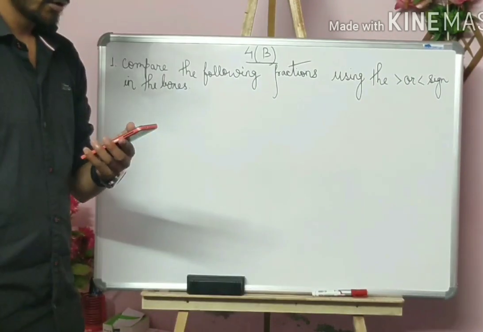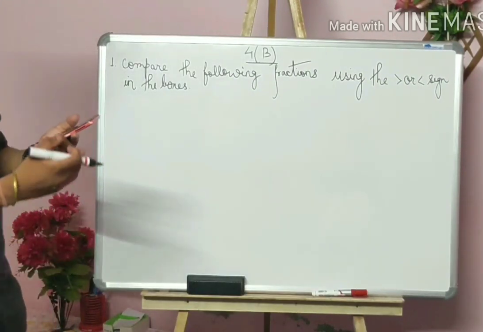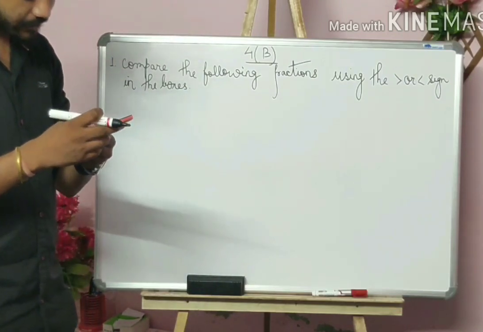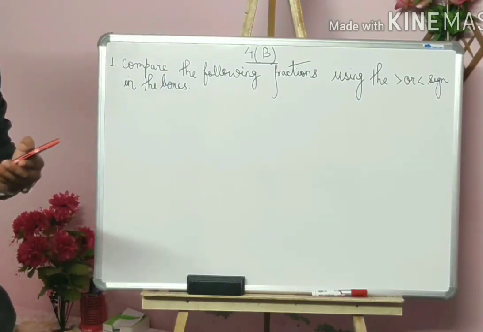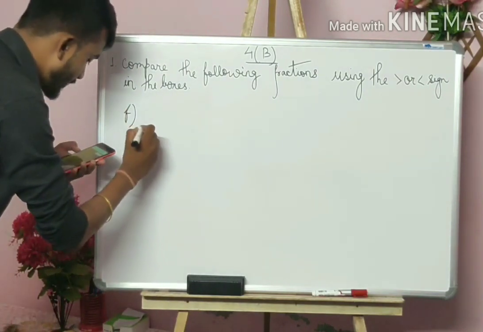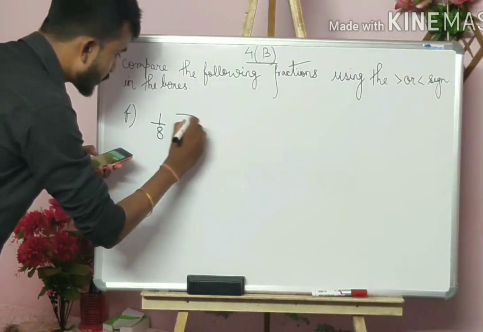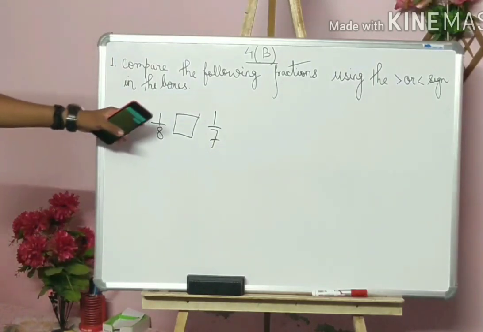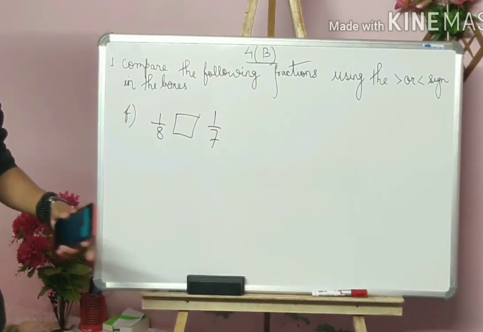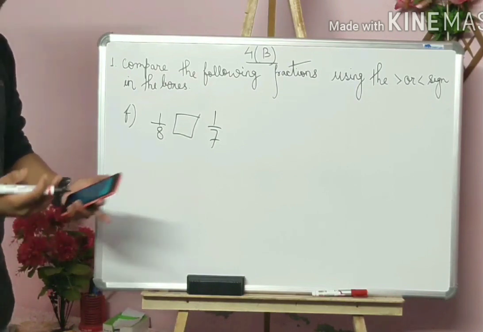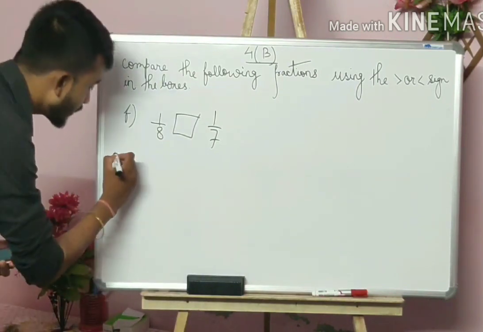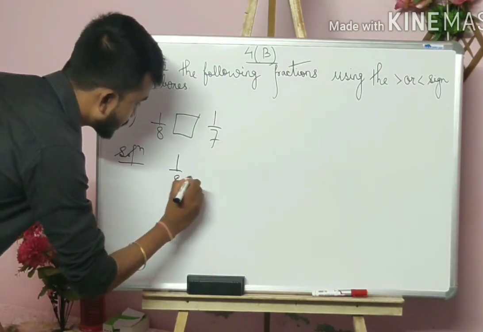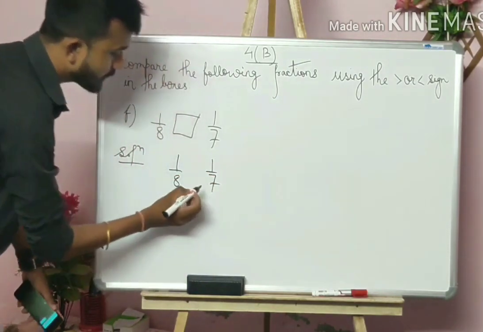Okay students, we have done 1A here. Now we can choose any question from here. Suppose I am taking F. So copy question number F. What is written in F? 1 by 8 and 1 by 7. We have to see whether 1 by 8 is greater or 1 by 7 is greater. What is the rule that I told you? Just cross multiply and we will get the answer. Write the solution: 1 by 8 here, and again 1 by 7 here.